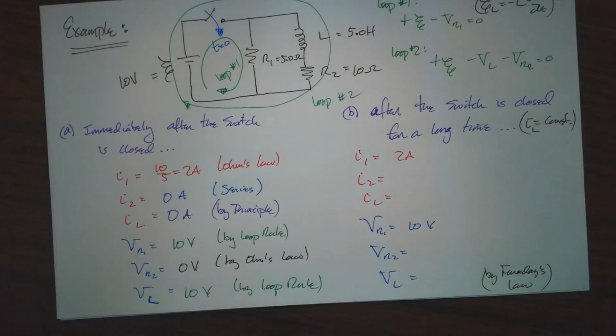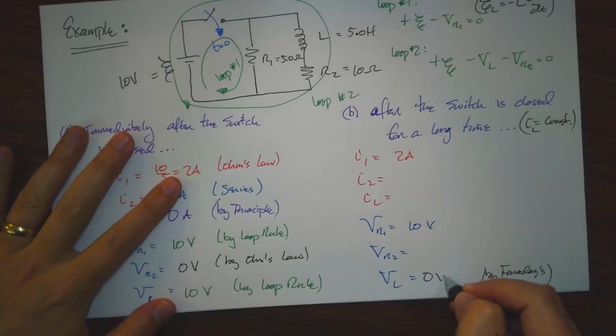No. What's the derivative of a constant? 0. What's your voltage on the inductor? 0. It does nothing. It just lets the current go because the current isn't changing. If there's no changing current, there's no changing magnetic field, there's no changing flux. If the flux is constant, because the current is constant, because the magnetic field is constant, there's no induced anything going on. So this is 0. Are we good?